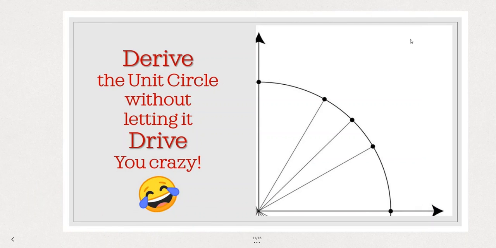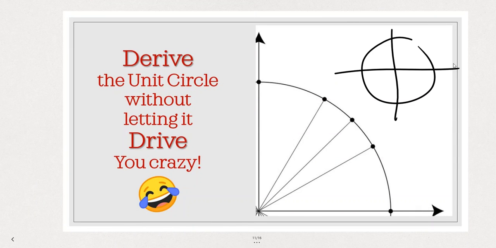Let's look at the other quadrants quickly. Do you see that in quadrant 1, x and y are both positive? In quadrant 2, x is negative and y is positive. And in quadrant 3, x is negative and y is negative.